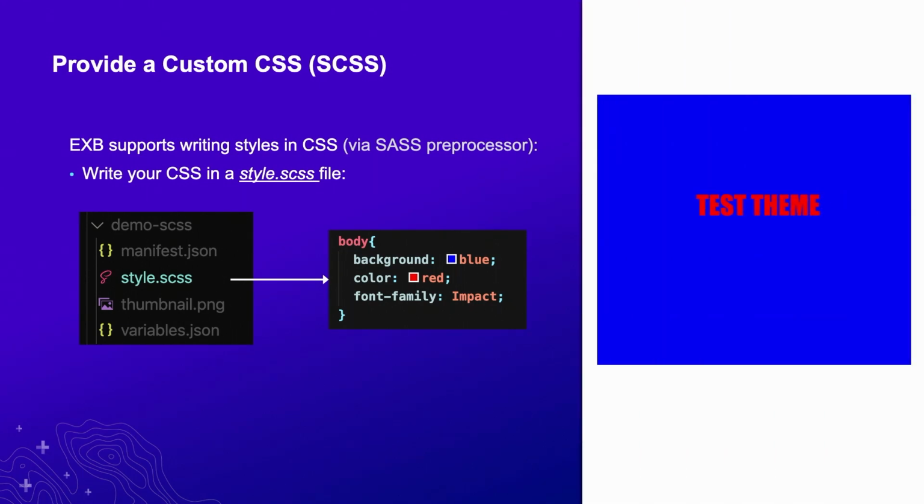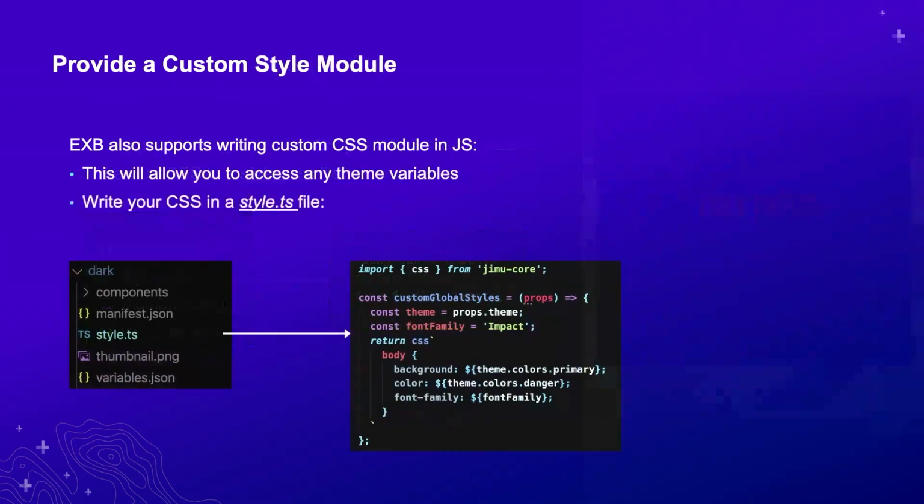All right, so this is the result of the theme after the style has been applied. Please note that in the CSS file, there's no access to the theme variables. So they are pretty much fixed values. And the next method is to define styles as modules.